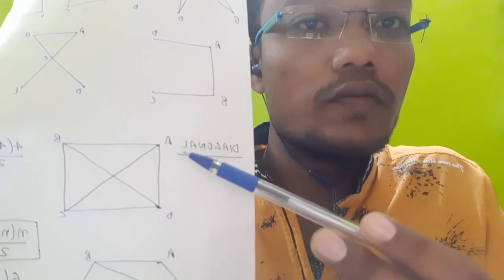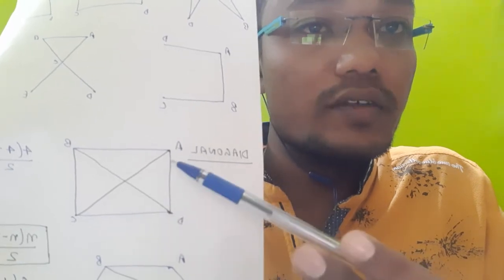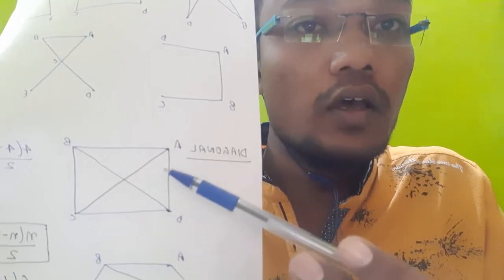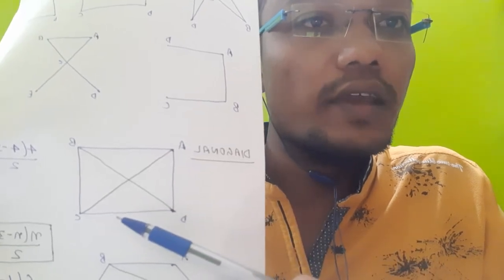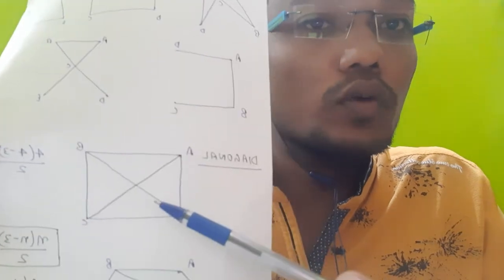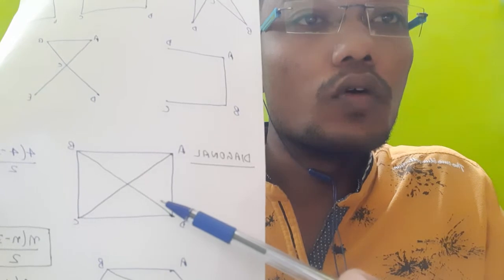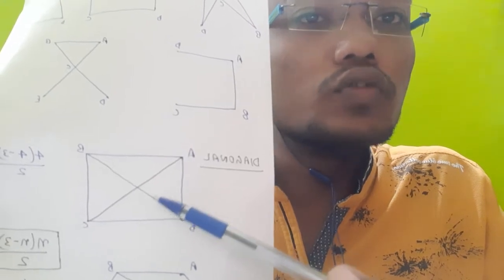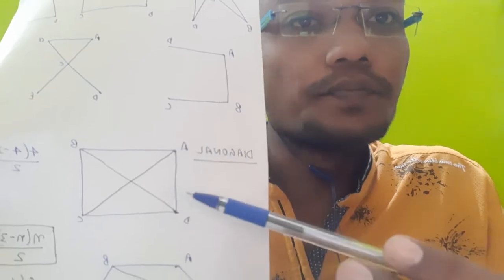So in this figure we have A and C, and these two vertices are not adjacent to each other, right? When we draw a line segment from A connecting to C, we get a diagonal. Similarly, when we draw a line segment from B to D, these two vertices are not adjacent to each other, so these two line segments are called diagonals for this particular polygon.